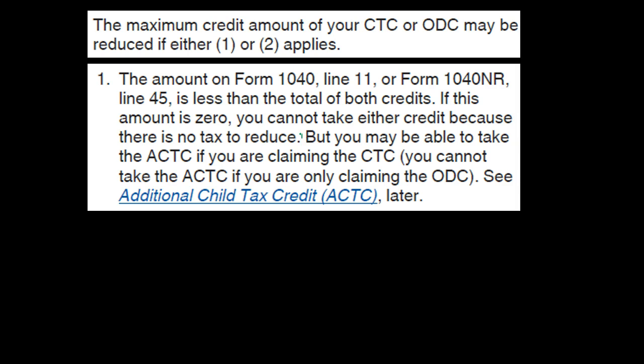We'll keep going here. But you may be able to take the ACTC, which is the additional child tax credit, if you are claiming the CTC, the child tax credit. You cannot take the ACTC, the additional child tax credit, if you are only claiming the ODC, the other dependent credit. What does that mean? So it's in essence basically the same. Most people will probably think of the ACTC, the additional child tax credit, as basically the same thing as the child tax credit.